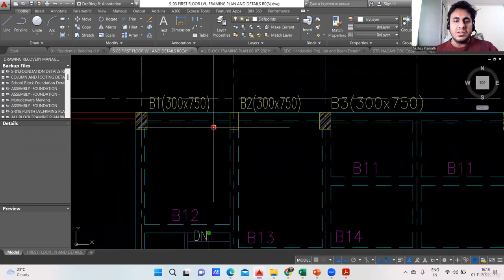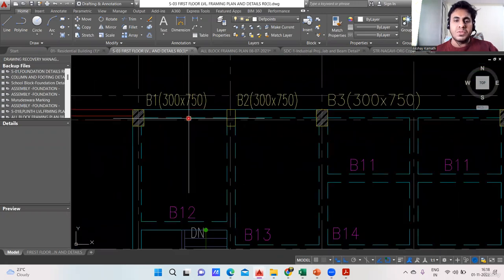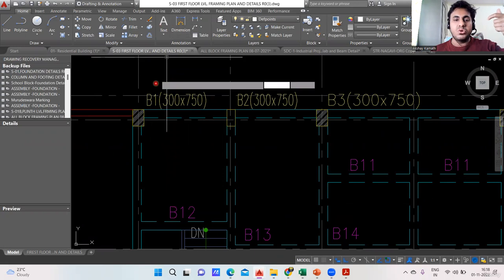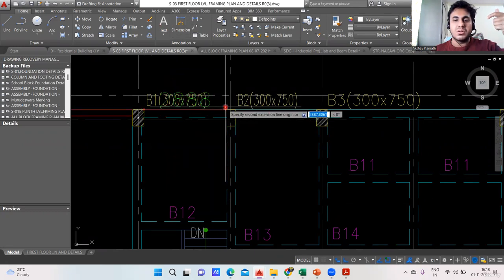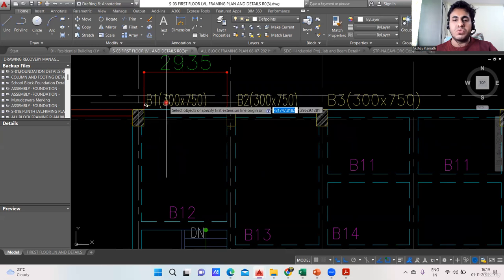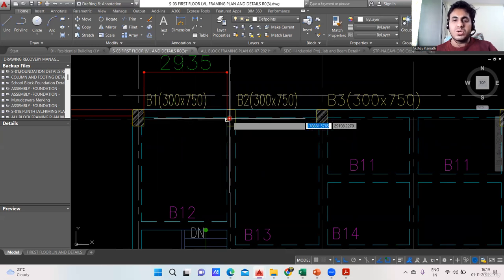See, again, this is B1, the first floor beam. You can find the concrete quantity. You just multiply this length. You have a breadth of 300, depth is 750. Length you don't know, so you just have to check it. Yeah, so length is 2935. Multiply by 0.3 into 0.75, and we'll get the concrete quantity in this.